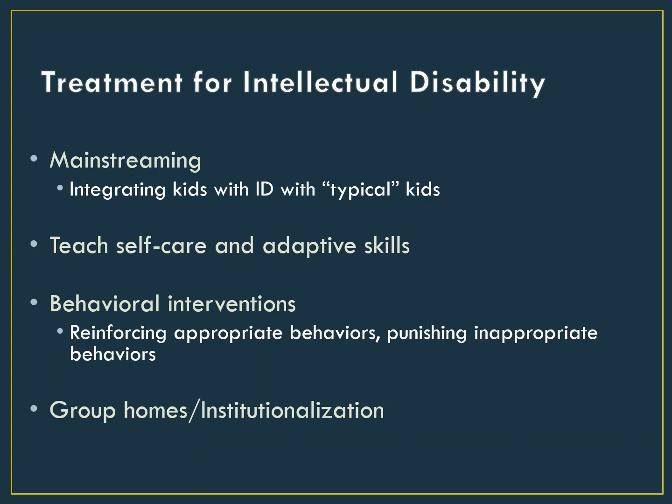However, modeling and specific instruction and skills can be helpful. Beginning in childhood, the practice of mainstreaming is now common. This simply means that kids with intellectual disability are included in the same classrooms as typical kids, and they just may receive additional or separate instruction with regard to specific academic skills. But otherwise, they are exposed to the same content and experiences as everyone else.